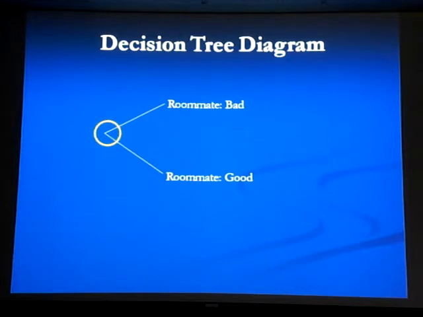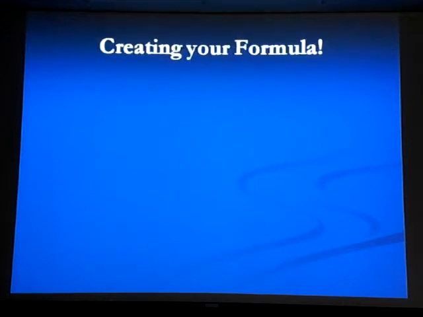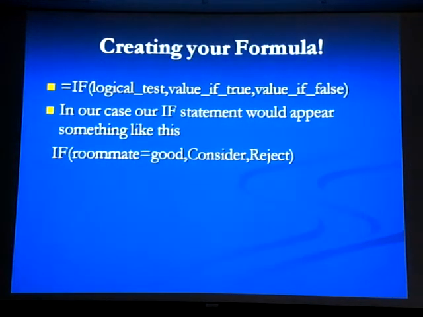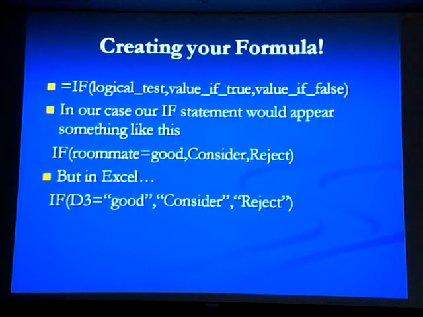This is a decision tree diagram, and the yellow circle represents where an if statement will be used. The Excel formula, as you can see, looks a little complicated, so let's apply it to our situation. Lisa is examining, or testing, whether the roommate is good or bad. If the roommate is good, she wants to consider. However, if the roommate is bad, the condition is not met, so she wants to reject. So now, in the Excel format, we would say equals IF D3, which is the column containing information on roommate quality, equals good, then consider. If not, or false, then reject.